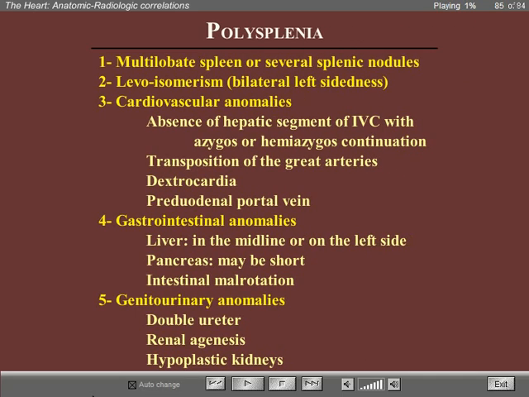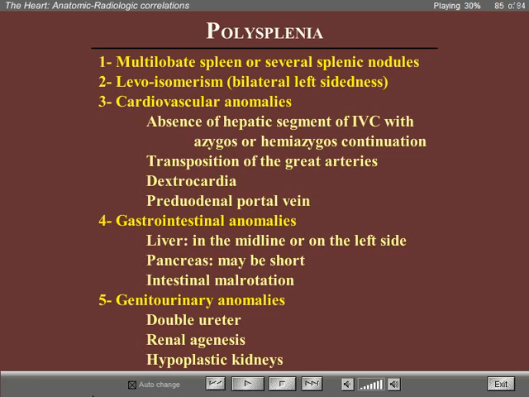The last syndrome we're going to discuss is the polysplenia syndrome. It is a type of situs ambiguous characterized by levoisomerism and abdominal heterotaxia. First, the syndrome is characterized by multilobate spleens or by several splenic nodules that are scattered in the abdomen, particularly along the greater curvature of the stomach.